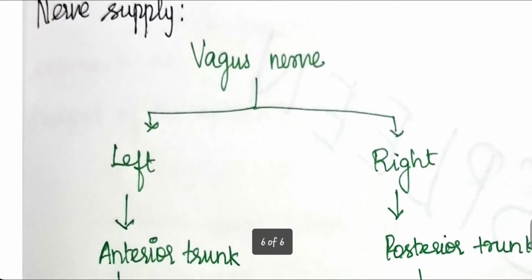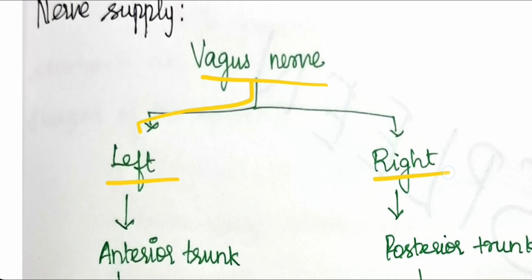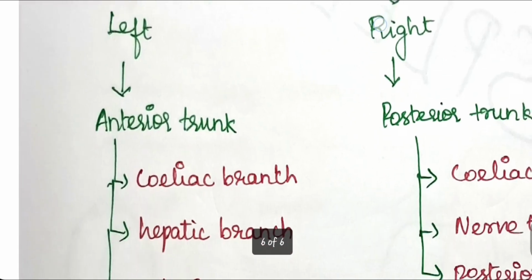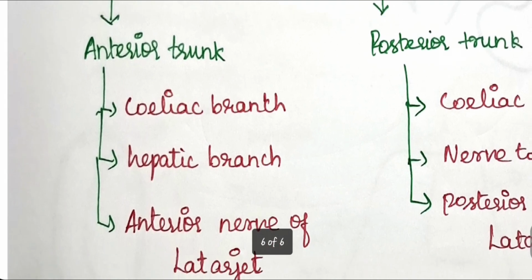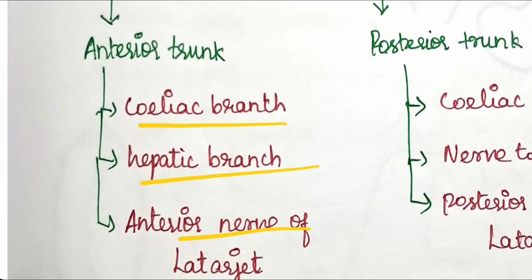So coming to the nerve supply, it is the most important thing. Commonly the vagus nerve is involved in the nerve supply. The vagus nerve divides into right and left. The left continues as the anterior trunk and the right continues as the posterior trunk. From the anterior trunk we have 3 branches: celiac branch, hepatic branch, and anterior nerve of Latarjet. All these supply the stomach in the anterior part.